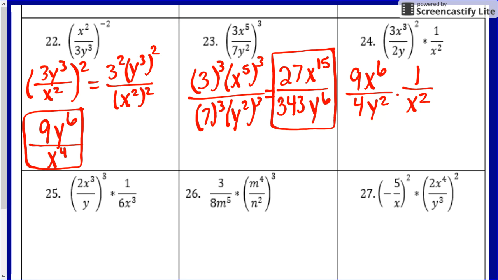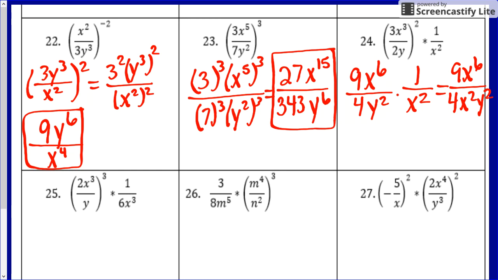Now we're going to go ahead and multiply. These are fractions, so we're going to multiply straight across. We end up with 9x to the 6 times 1, which is 9x to the 6. On the bottom, I've got 4 x squared y squared.